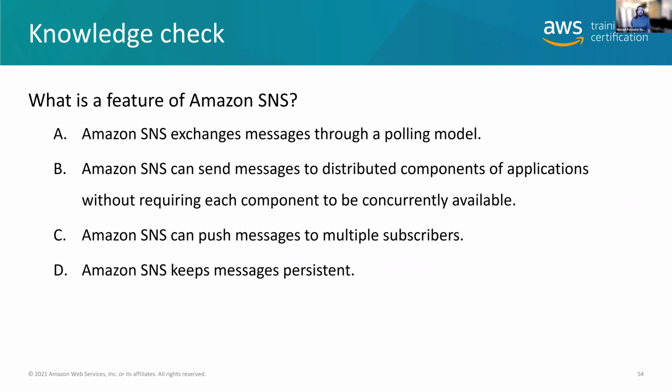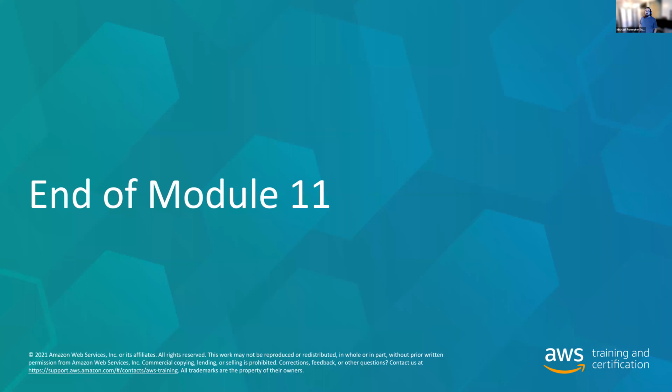Okay. What is a feature of Amazon SNS? Does it use the polling model? Can it send messages to distributed components without requiring each component to be concurrently available? Can it push messages to multiple subscribers? Can it keep messages persistent? Good, see some posts here. SNS can indeed push messages to multiple subscribers. Good, that's the end of module 11.